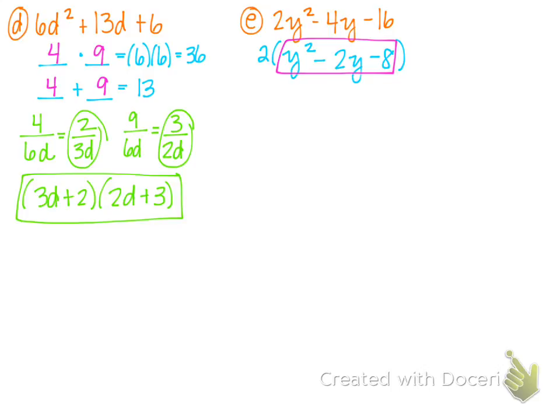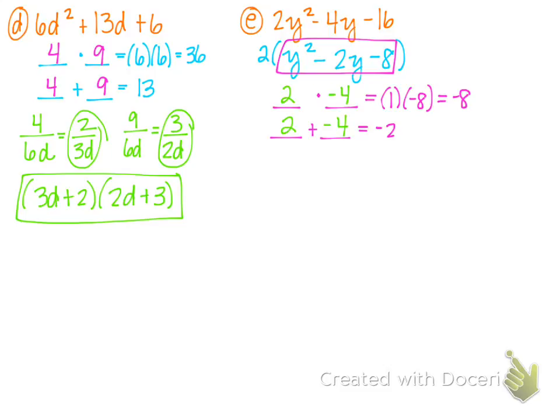So let's do blankety blank with what's in the box. So blank times blank is equal to a times c. So we have 1 times a negative 8. Then we have blank plus blank is equal to b. And b in this case is negative 2. So let's fill out our blanks. We have 2 and negative 4. And they work to multiply to negative 8 and to add to negative 2.